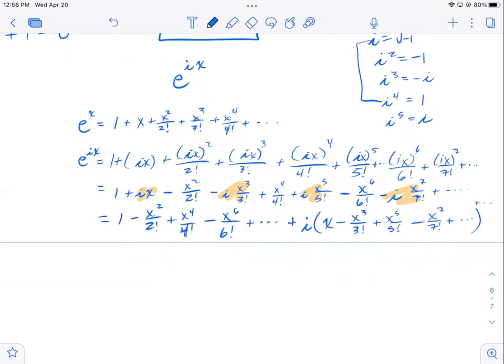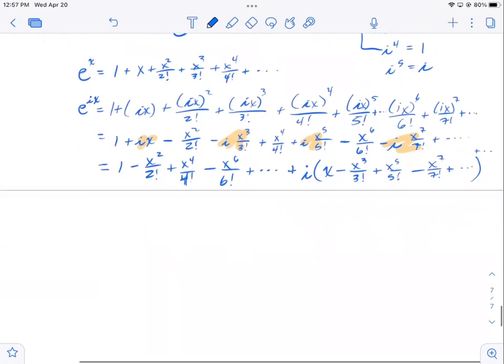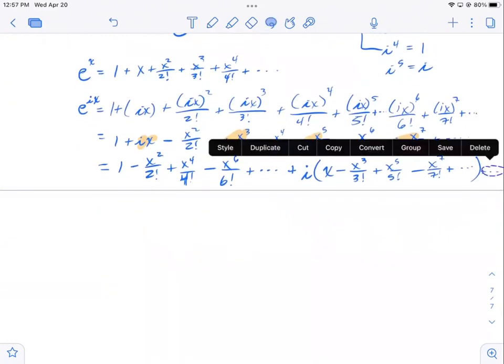All I did is group the non-highlighted terms together in front, plus yada, yada, yada. And the ones that I highlighted, I noticed they all had an i in them, so I factored it out and just wrote the highlighted terms without the i, plus yada, yada, yada, and so on and so forth.